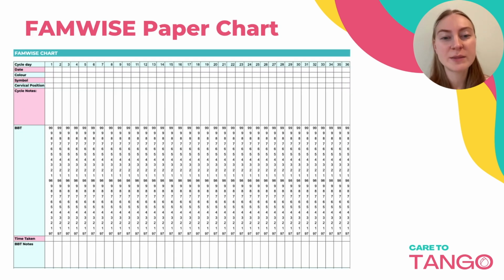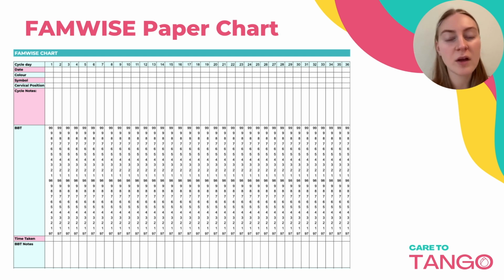So this is the FAMWISE paper chart that you can print out. It's attached to the supporting documents, and we'll just go over it because I know it might look a bit overwhelming and a little bit confusing, but honestly, it's really simple and you'll get the hang of it super quick. So the top line there is cycle day, so that's going to let you know what day of the cycle that you're on. Next, below that, we have the date, so just write in whatever date it is.